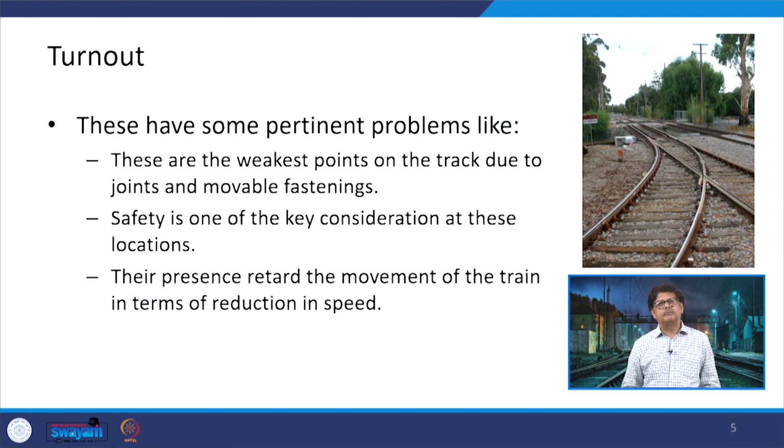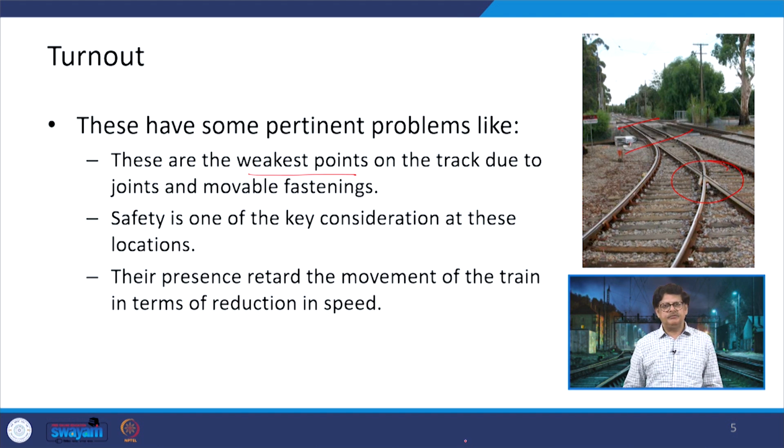Now, there are certain problems with these types of assemblies. One thing is, because we are talking about a large number of fastenings, we have this type of an opening being provided here. As I said, in this area there are points being set. So, these can work as the weakest points on the track.